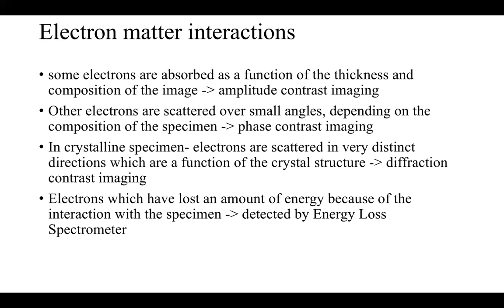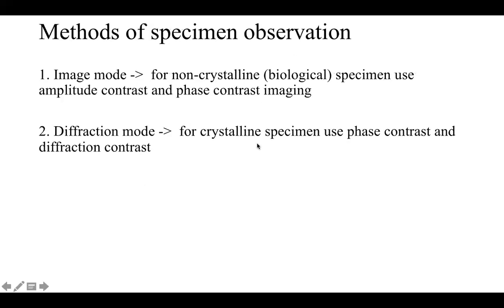So in the image mode, we can use it for non-crystalline or biological materials. We can use this for crystalline materials as well. We can use the amplitude contrast or phase contrast imaging. But if you have a crystalline sample, it can be a single crystal or it can be a polycrystalline sample, you can use phase contrast as well as diffraction contrast.